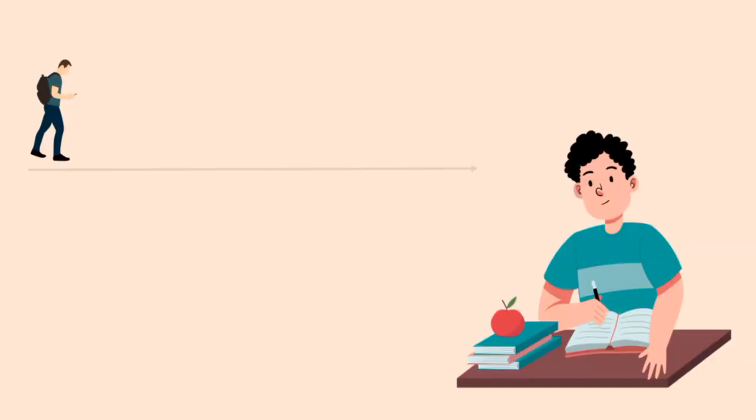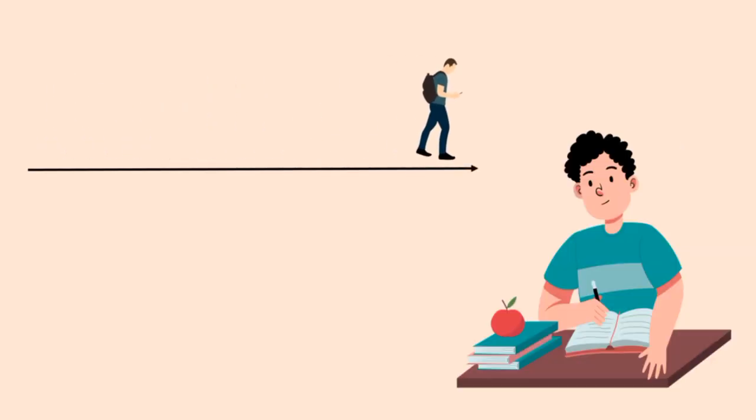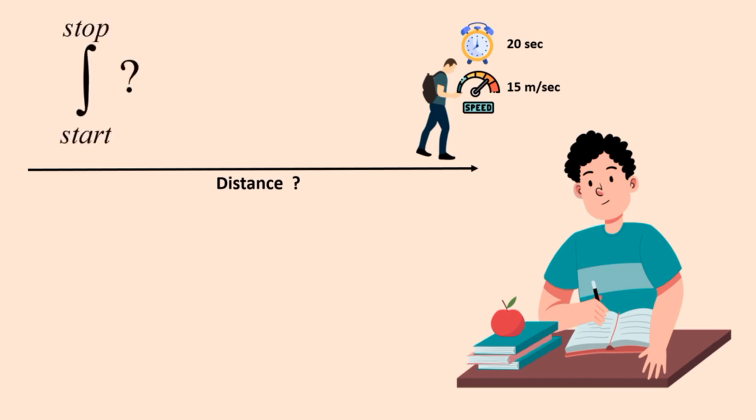Now it's your turn. If you walk at a constant speed, let's say your speed is a constant 15 meters per second, and you walk for 20 seconds, how can we figure out the total distance you've traveled? Don't worry about solving the integral just yet. Right now, the goal is simply to understand how to write it. We'll learn how to work through the math step by step later on. Pause the video and try to solve this on your own. Take your time and really think about each step. When you're done, you can check the final answer in the description.